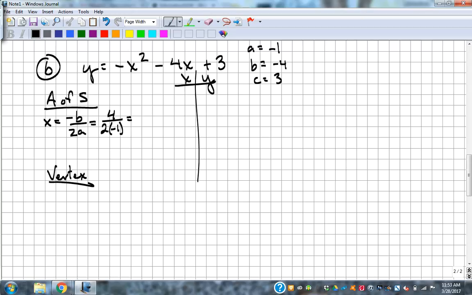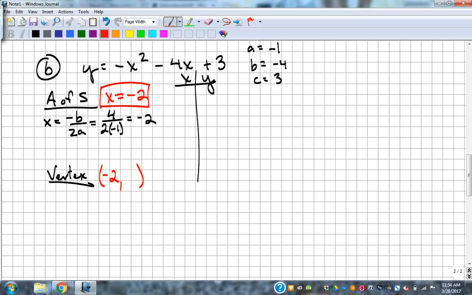2 times a. It's always 2 times a on the bottom, so it's 2 times whatever a is from the problem. That's where the 2 times -1 comes from. Okay, so that ends up being 4 divided by -2, which is -2. So the axis of symmetry is x equals -2. That means that what part of the vertex do we have? You got the x value of the vertex. It's -2.